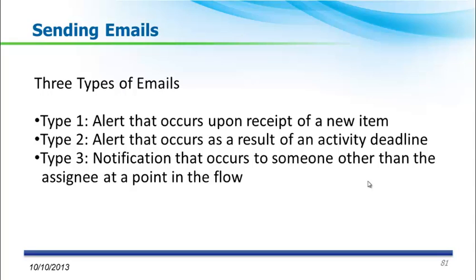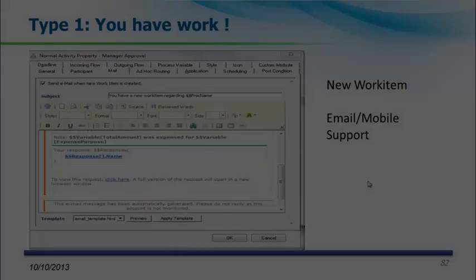The second type of email is the result of an activity deadline. So a deadline occurs in an activity, or a deadline is going to occur soon and an alert is sent, an email alert. That's another way we can use emails. And then a notification to someone outside of the tasks. You're not being assigned something to do, but you want to send some notification to someone outside of the participants of the process. And that could be outside of the BizFlow system altogether.